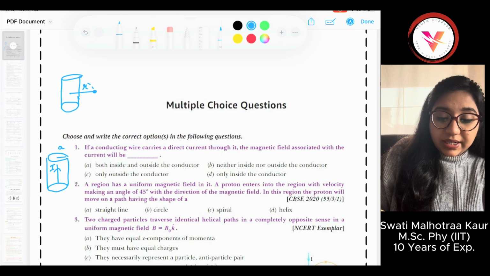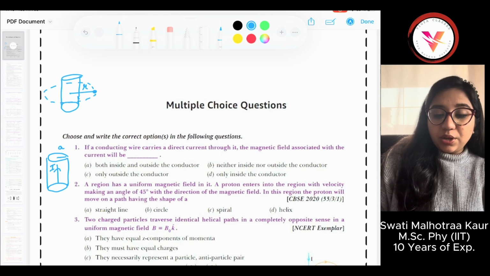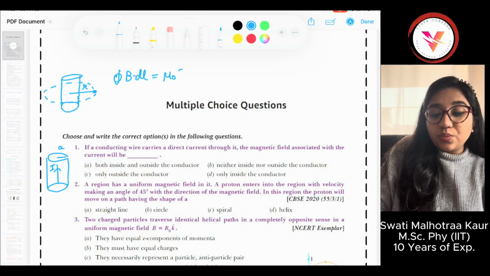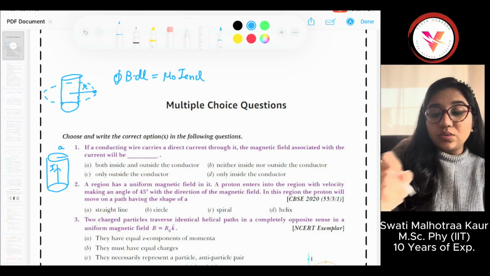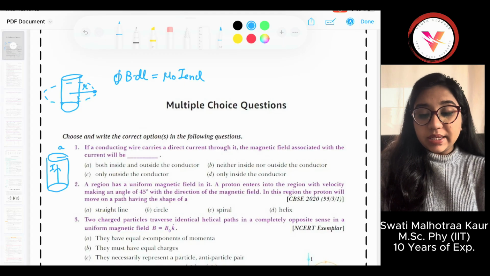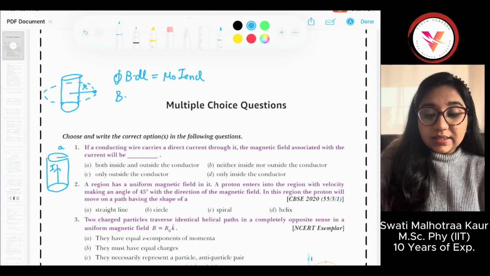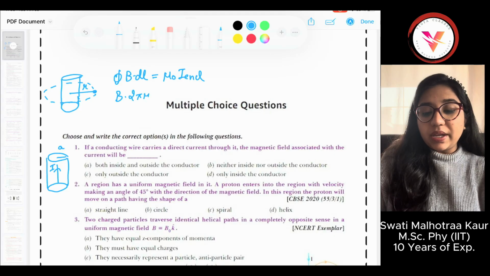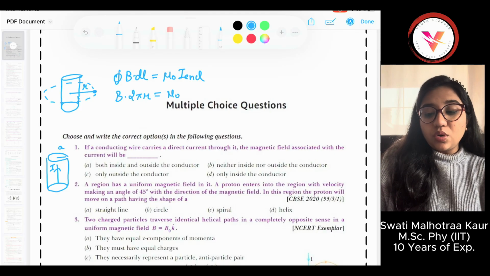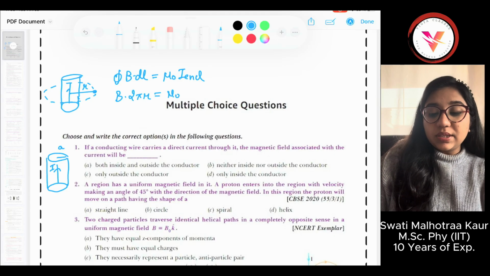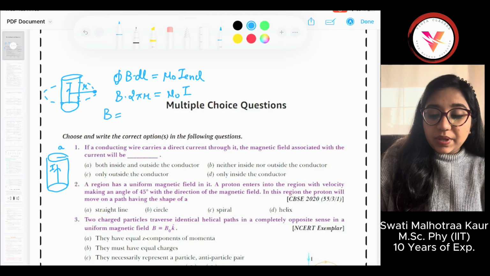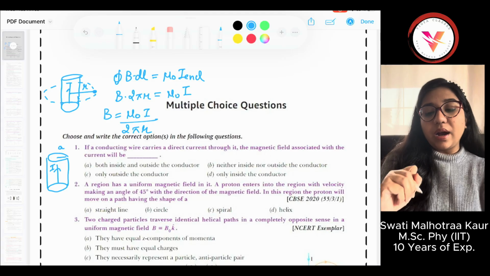So for outside the wire, we take an Ampere's loop, and using Ampere's law, which is B dot dl equals mu naught I enclosed, we can simply say that B, and dl is the circumference of this loop, which is 2 pi r, equals mu naught I, and total I flowing in this is I only. So B is equal to mu naught I over 2 pi r.